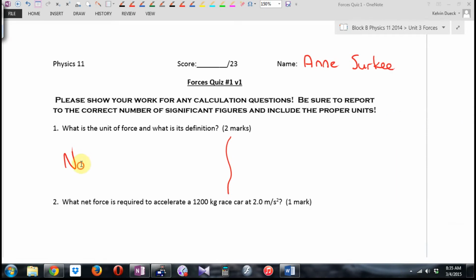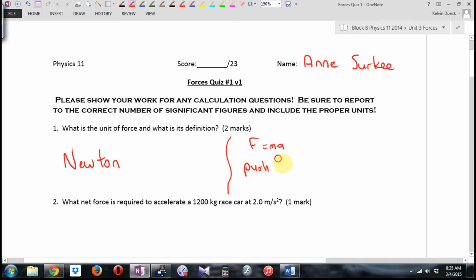So that, Newton, or you can write it out. What is its definition? What's a force? What did I say a force was? Well, you could do it a couple ways. You could give me the actual mathematical definition. F equals ma. If you said this, I'll give you a mark for that. That's great. Or if you said push or a pull. Anybody say anything else? Okay.